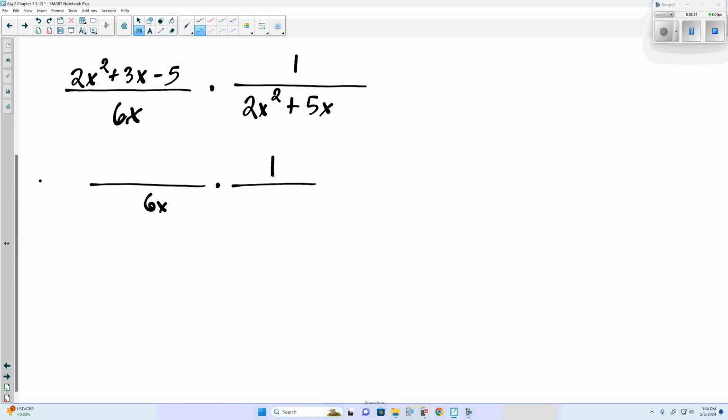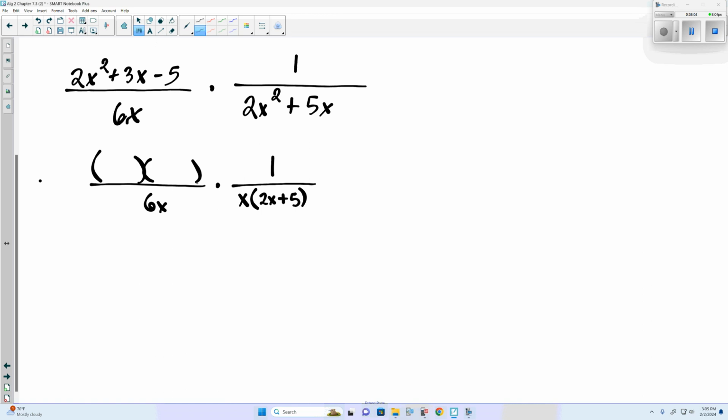Now, at this point here, I would factor the 2x squared plus 5x. Since it is two terms, we're most likely looking for a greatest common factor. And the greatest common factor is x. So when we factor it out, we have 2x plus 5. Now, that is helpful because it means one of our factors of the other numerator is hopefully 2x plus 5. Because if it is, those two will cancel out and simplify down.